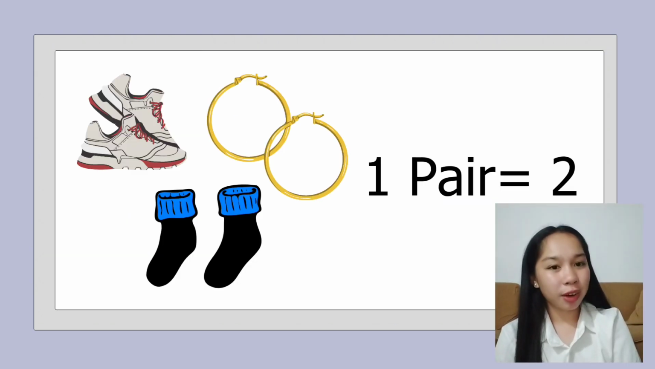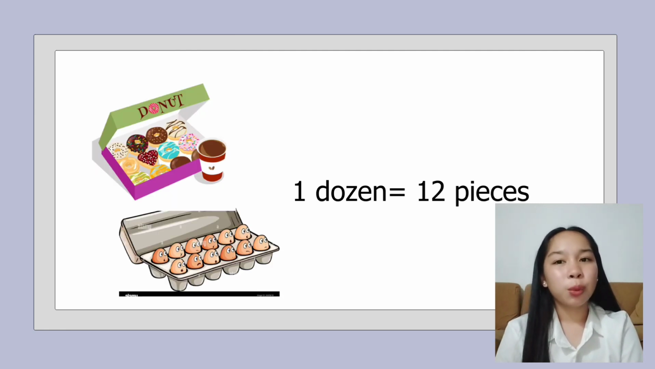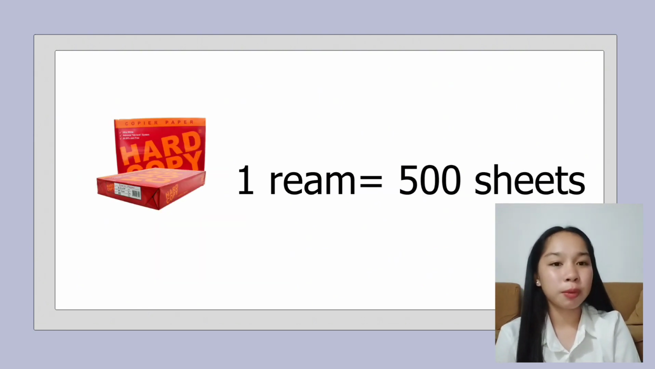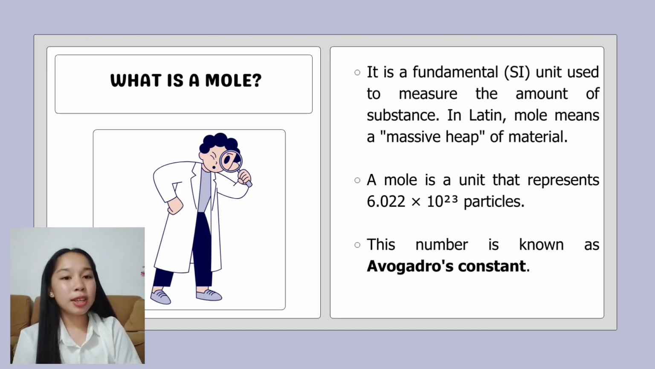Just like we use everyday counting units, such as 1 pair equals 2, 1 dozen equals 12, and 1 ream equals 500 sheets, chemists also use a grouping unit. But instead of 12 or 500, chemists use a bigger number to count particles. So, what is a mole?